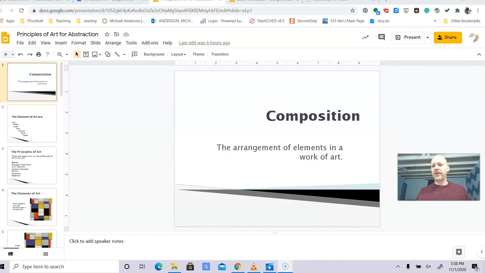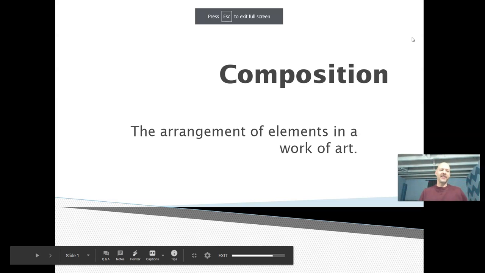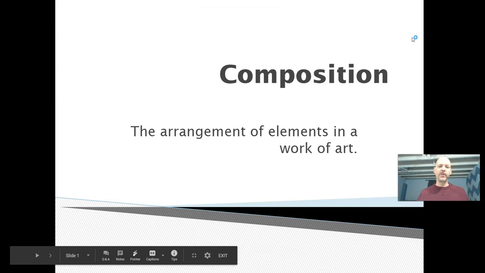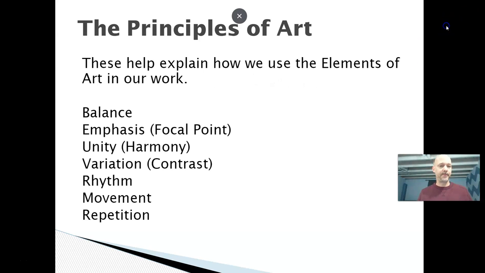We're going to talk a little bit about some of the principles of art. Now we're going to get a little bit into how we do things, how we create a work of art. So we know the elements: line, shape, color, form, texture, value, and space. That is what is in every work of art. Every work does not have all of these, but every work has some of them.